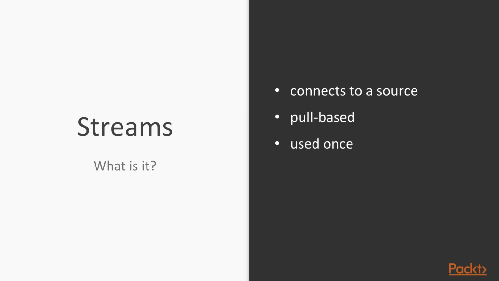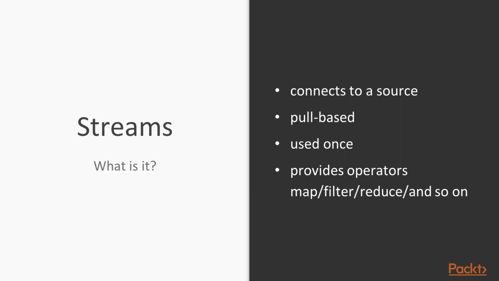Usually streams are immutable, it means there are no changes to the data within the stream. And there are some operators provided by the streams in order to deal with or process data within the streams, like mapping, filters, reducers, etc.